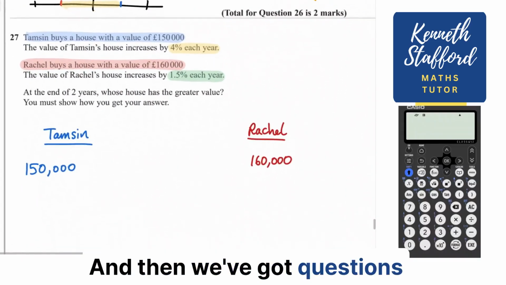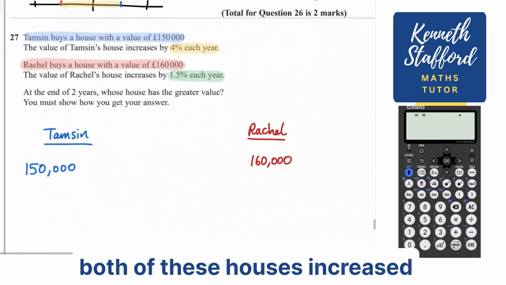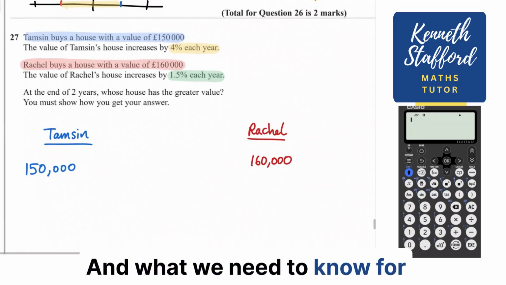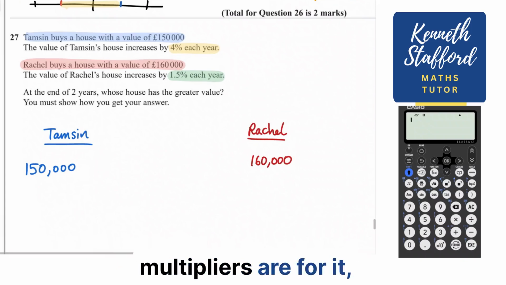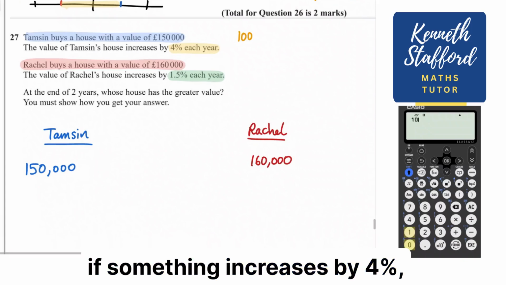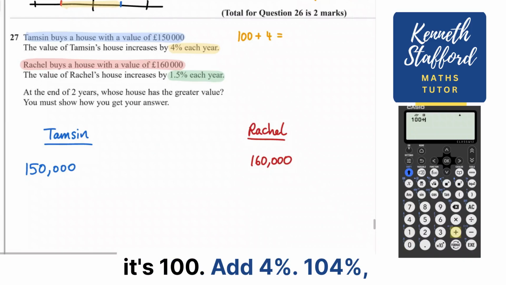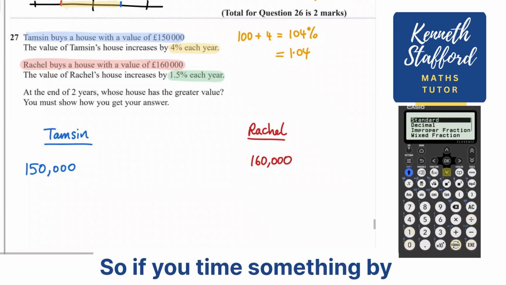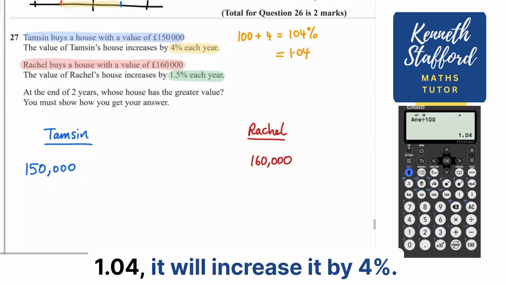And then we've got questions about a house here. So both of these houses increased by a percentage over 2 years. So this is a compound interest question. And what we need to know for that is what the decimal multipliers are for each percentage. So if something increases by 4%, it's 100 add 4%, 104%, which as a decimal is 1.04. So if you times something by 1.04, it will increase it by 4%.